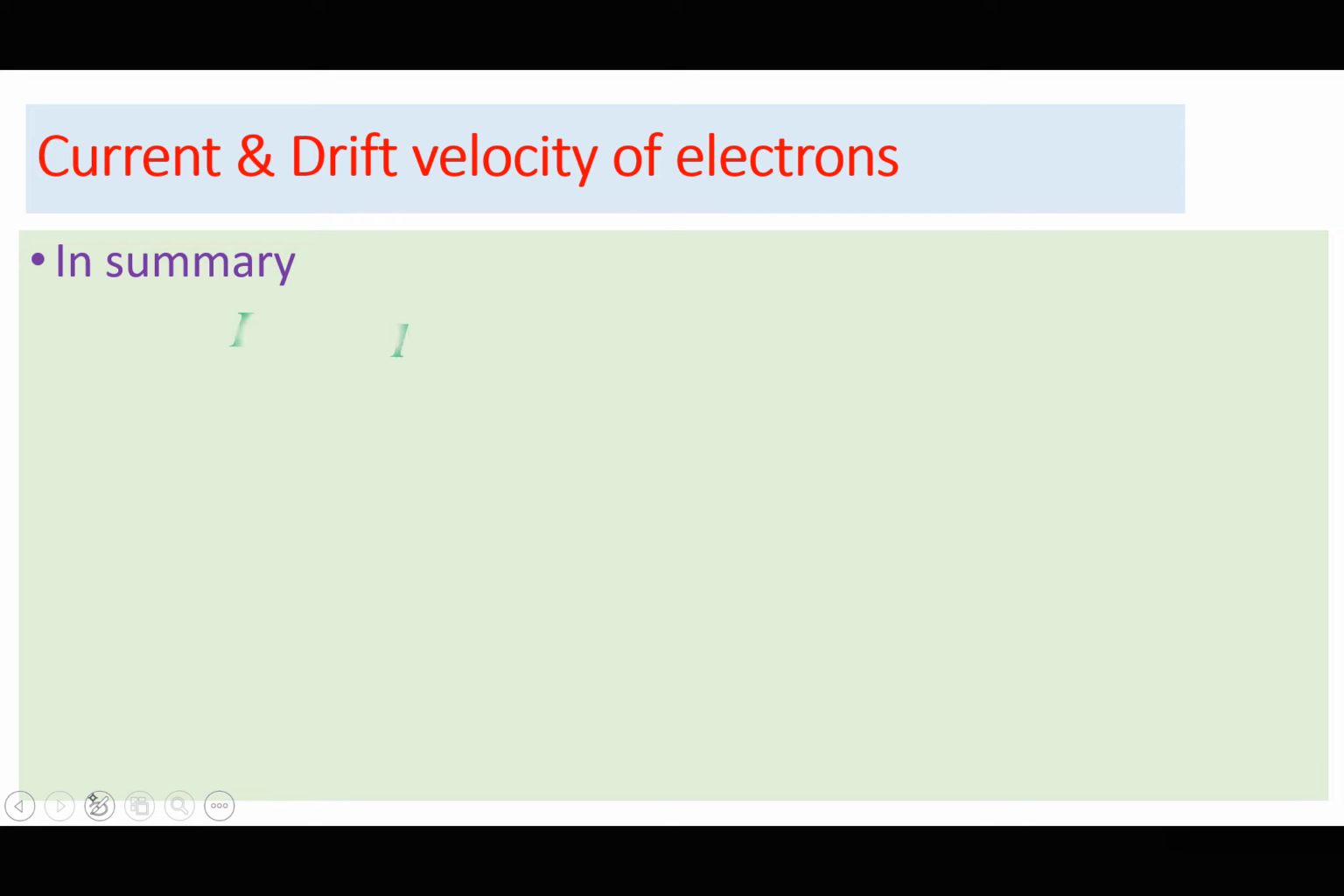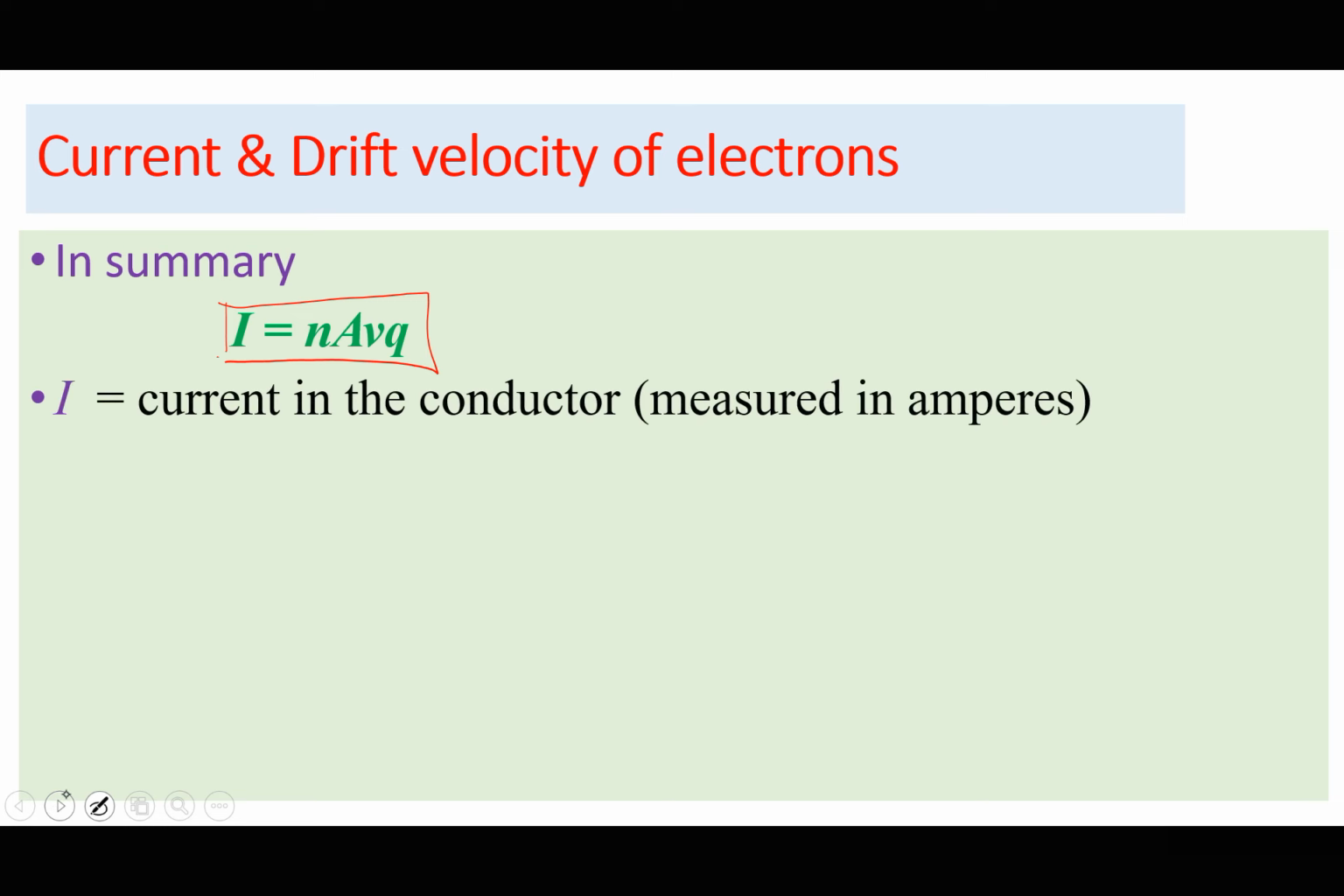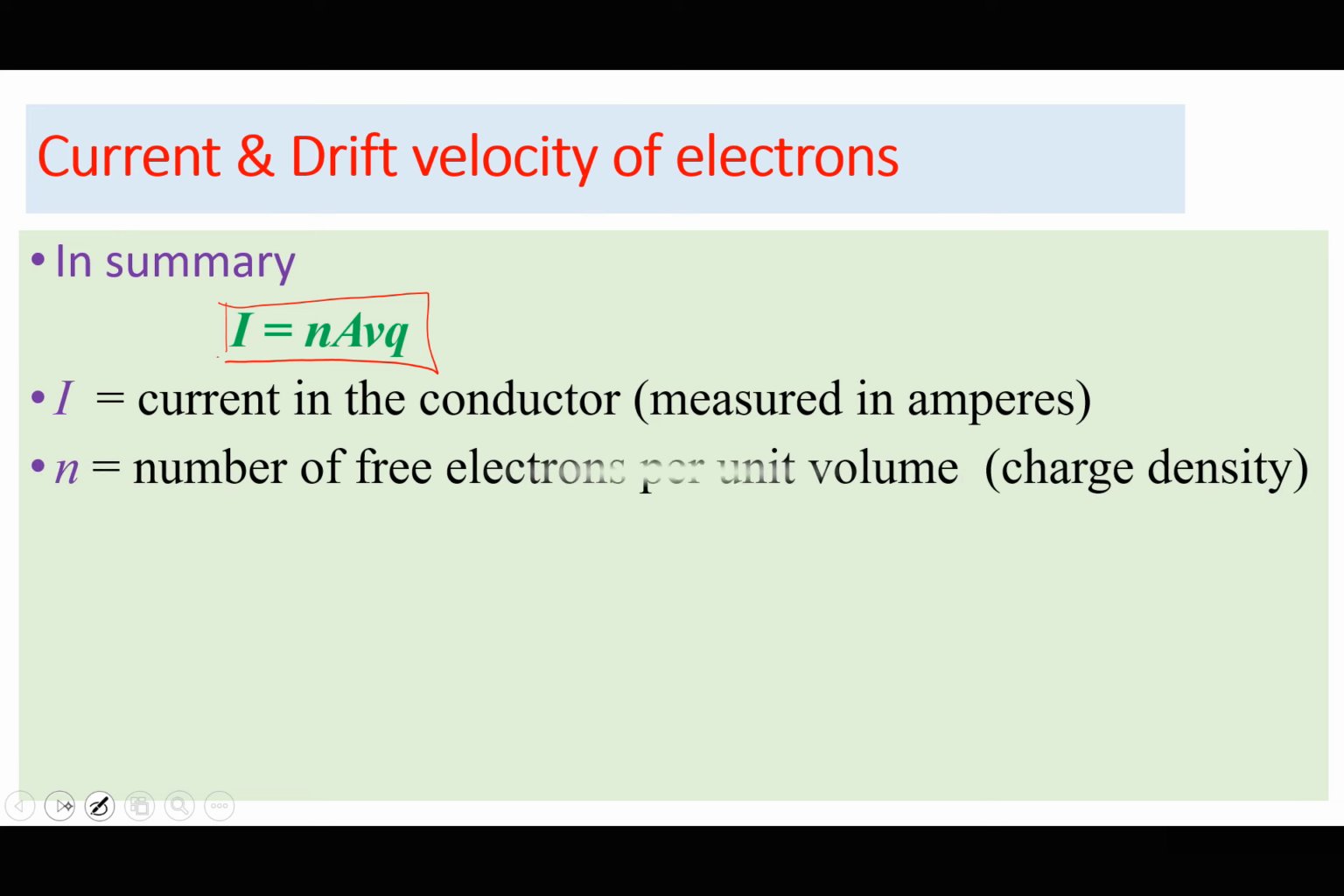so we have arrived at a simpler expression, I equals nAvq, where I is the current in the conductor. It should be measured in amperes. n is the number of free electrons per unit volume. Now, when you say number of electrons, that doesn't make sense. It is the number of electrons per unit volume, also called the charge density, because the number of charge carriers divided by volume is equivalent to the charge density.